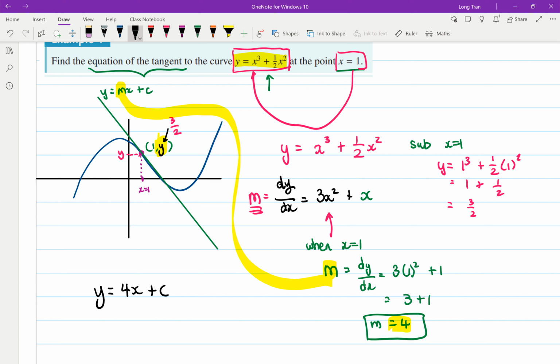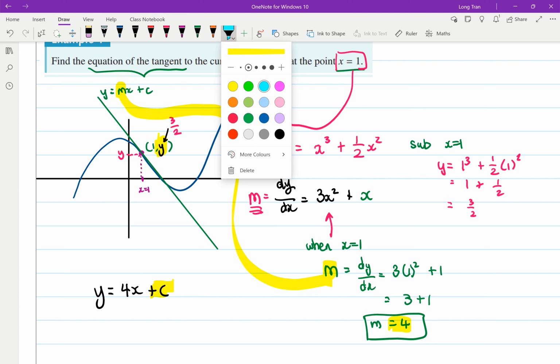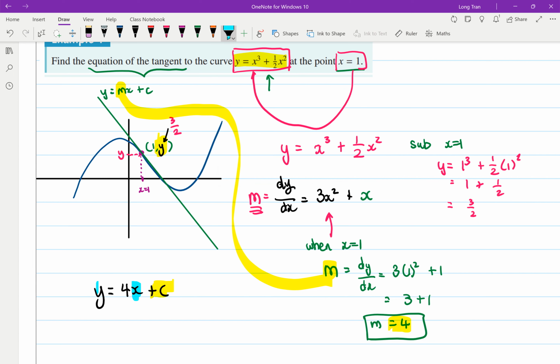If I want to find c, I need an x coordinate and a y coordinate. And that's why it was important to piece things together here. That's the only point on this straight line that I know. I have no other information about this straight line besides the fact that it intersects that coordinate. And that's when x equals 1, y has to be 3 over 2. And I can sub them in.